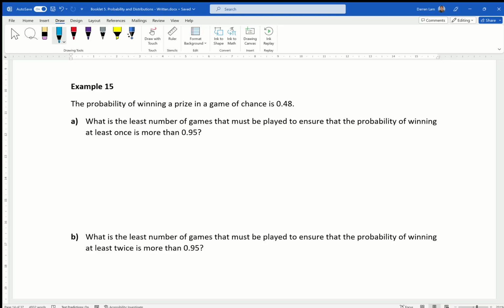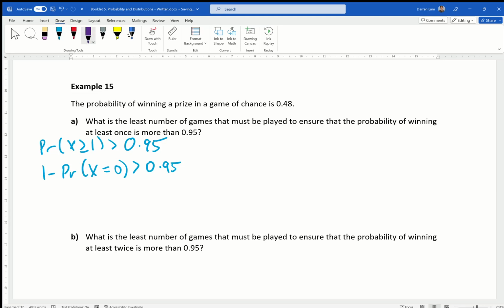This particular question, A, can be done by hand to a certain degree, but the question B cannot be done by hand. So I'll show you how to do the first one by hand. So the probability where x is greater than or equal to 1 needs to be greater than 0.95. That's what the question's saying. Ensure the probability of at least winning once, which will include winning twice, of course. Which would be the same as saying 1 minus the probability of x being equal to 0 is greater than 0.95. Again, I'm showing you different methods.